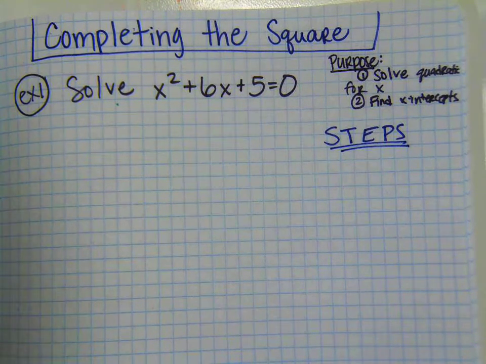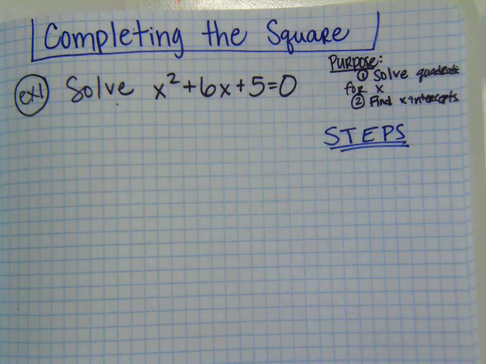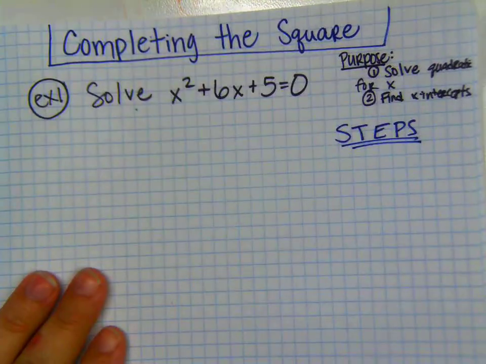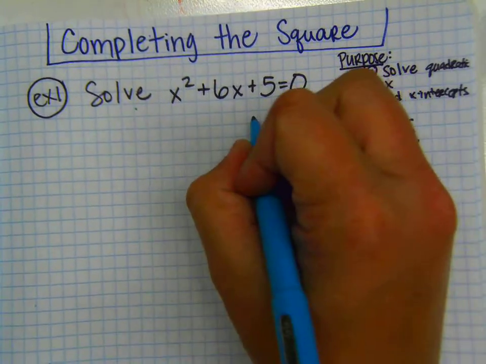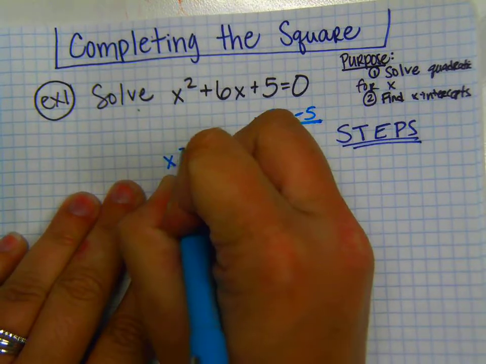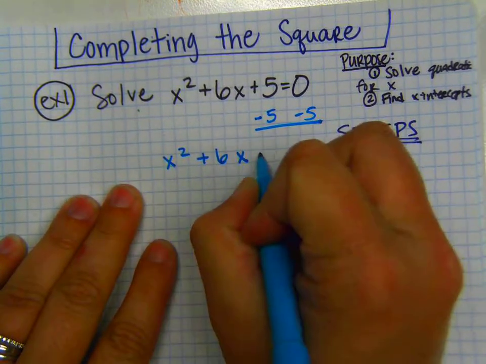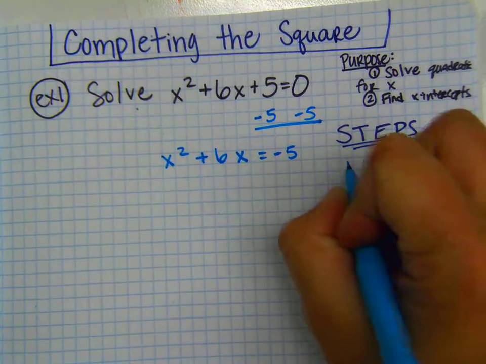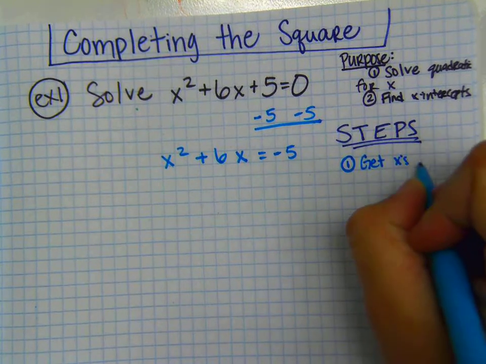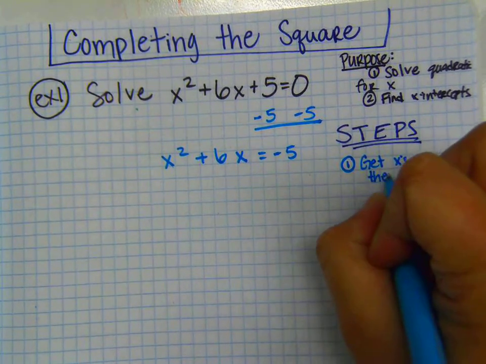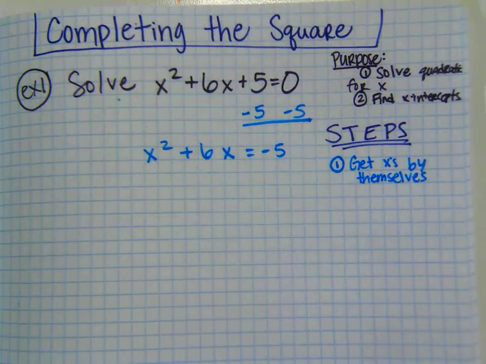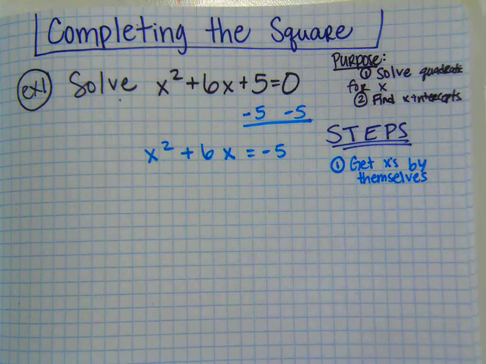So the first step is going to be to get the x's by themselves. So anything with an x, we want it on one side, and anything without an x, we want it on the other side. That means we're going to subtract 5. So we'll have x squared plus 6x equals negative 5. Step 1. Get the x's by themselves. Okay, so we want anything with an x on one side, anything without x's on the other side.